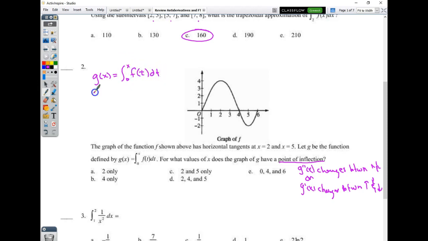So for this question to work, we need g prime of x, which when I take the derivative of that integral, simply is f of x. So if f here is really g prime, then I can see that there is a change from increasing to decreasing here at 2, and also a change down here at 5, where we go from decreasing to increasing, making our answer C.